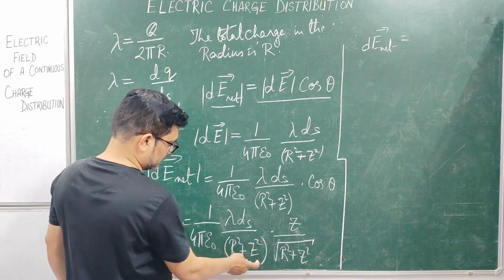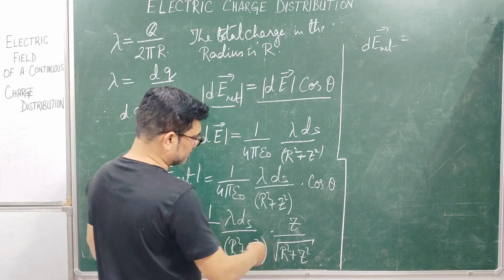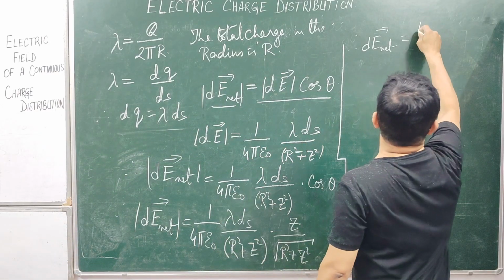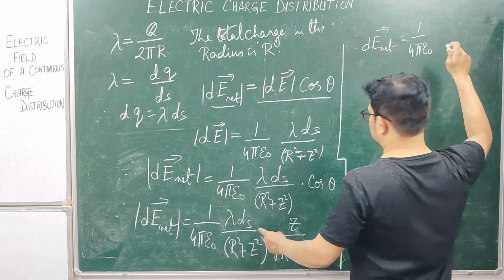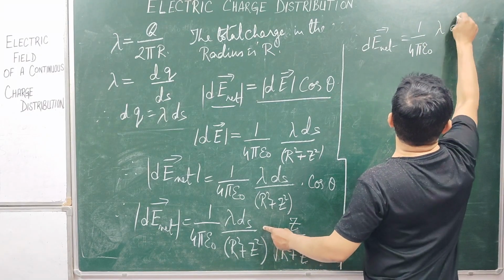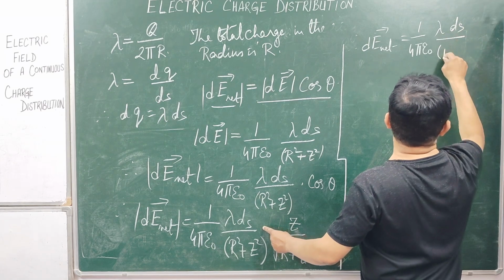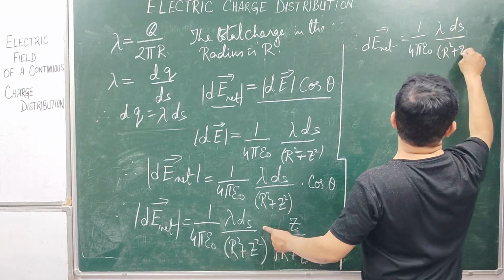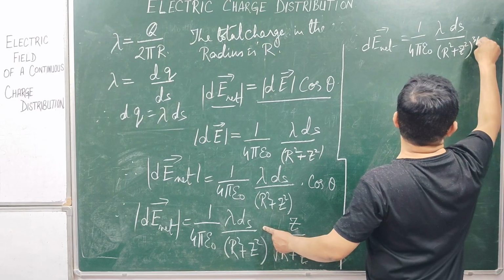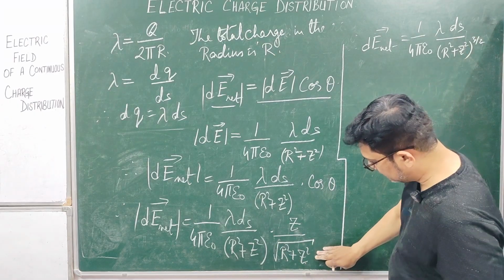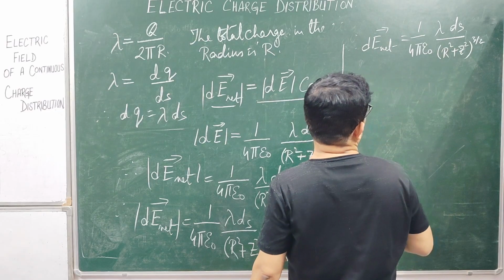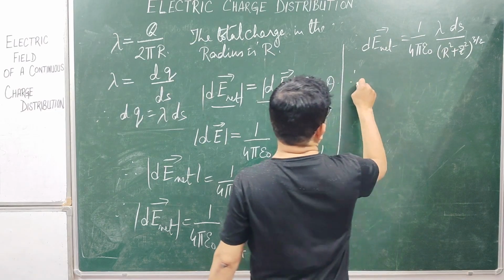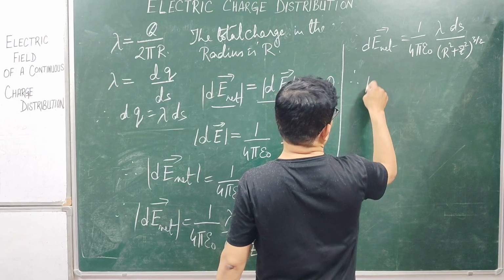Now this is 1 by 2 and this is 1, so let's simplify a bit. So we'll get 1 over 4 pi epsilon naught. This comes out to be lambda ds over r square plus z square whole raised to the power 3 by 2. So this is 1 by 2 plus this, it comes out to be 3 by 2.